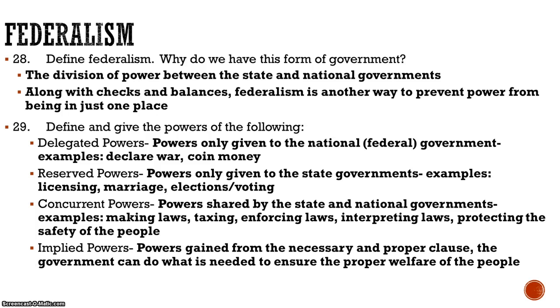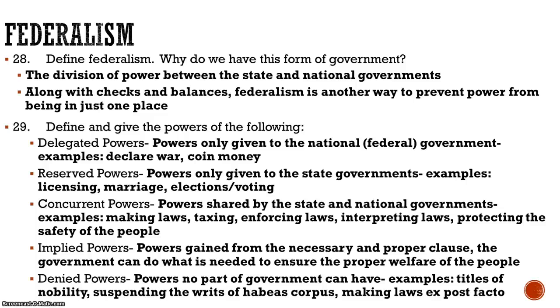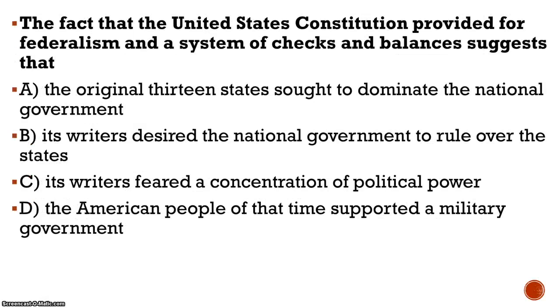And then we have the implied powers. And remember, implied powers, necessary and proper clause, elastic clause, all the same thing basically. That you can stretch the Constitution, that you can do what's necessary and proper to provide for the welfare of the people, to do what you need to do. And then you have the denied powers, where you cannot make a law ex post facto. I can't make a law today and then say you broke it yesterday, now you're in trouble. You can't suspend habeas corpus, which is the right to a speedy trial, and there are no titles of nobility at all.